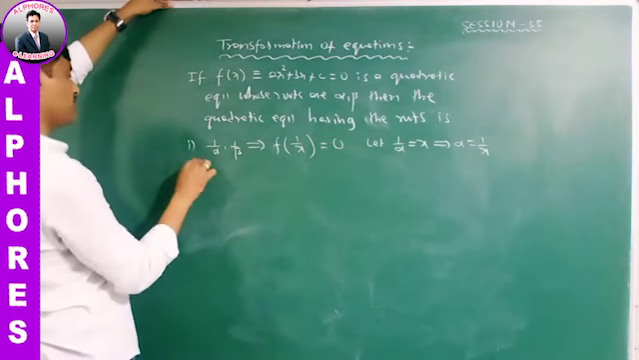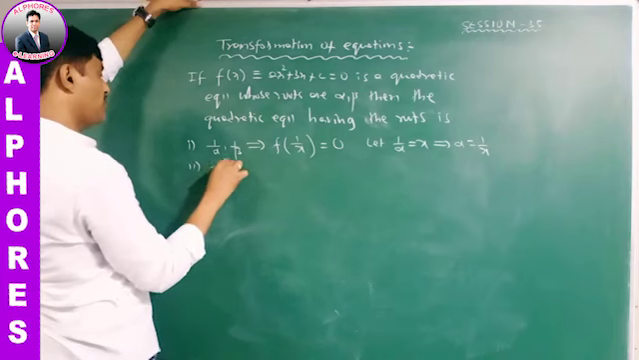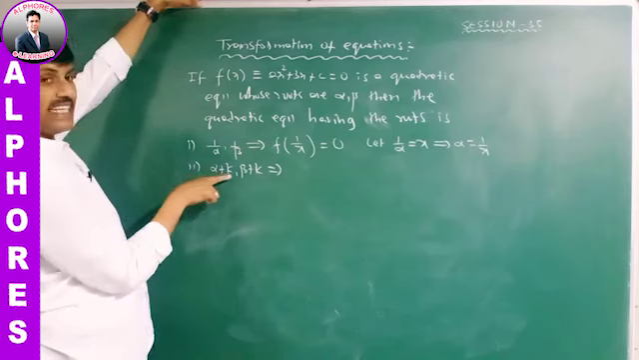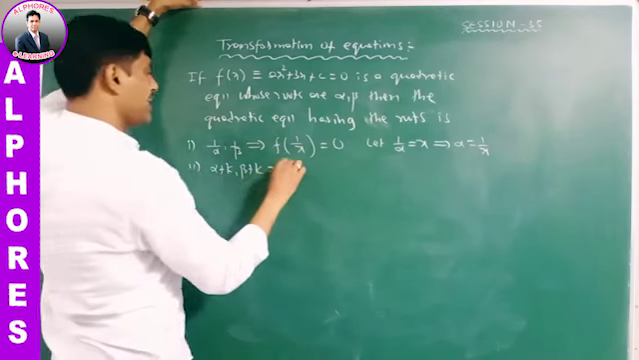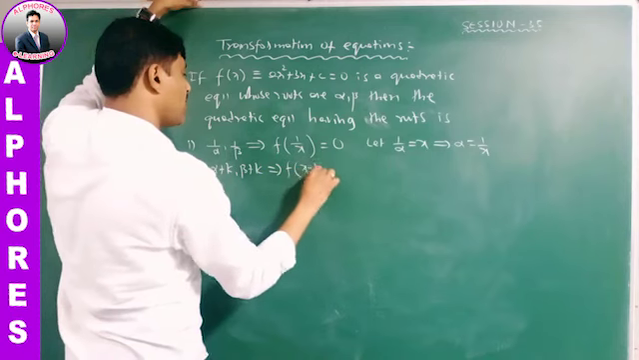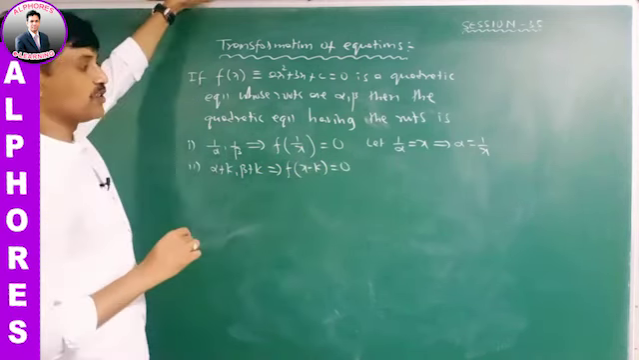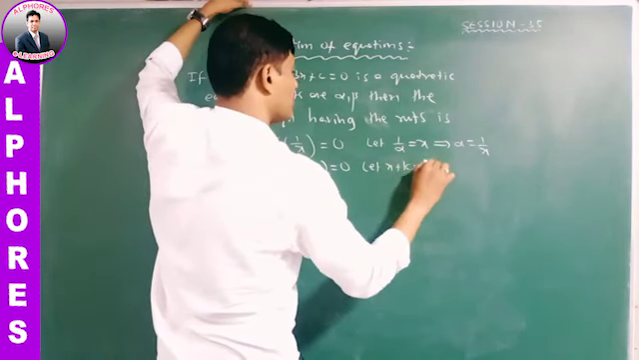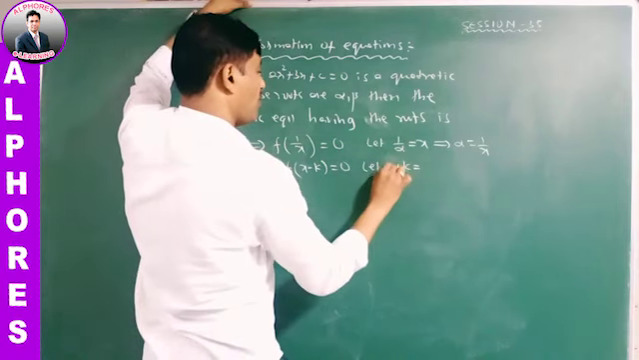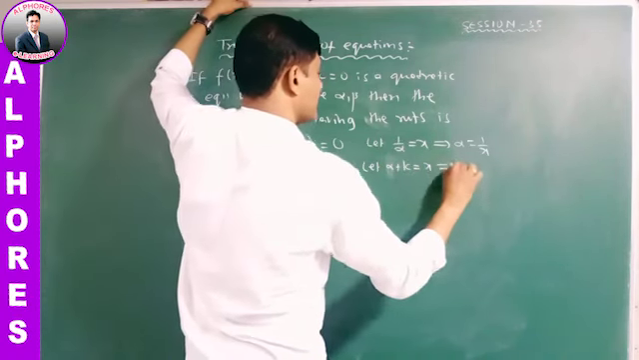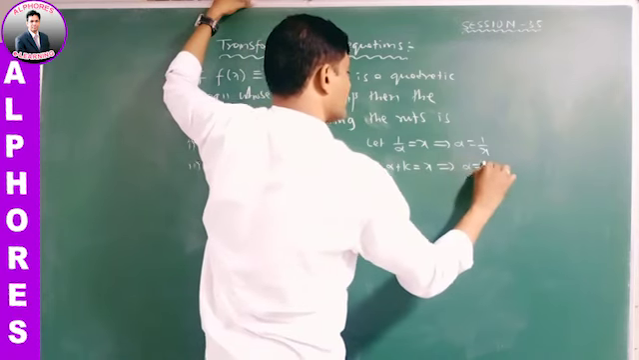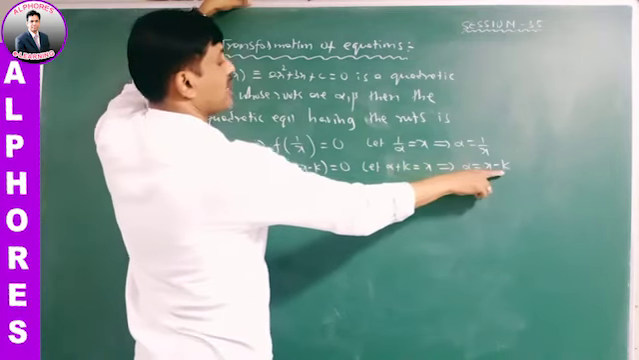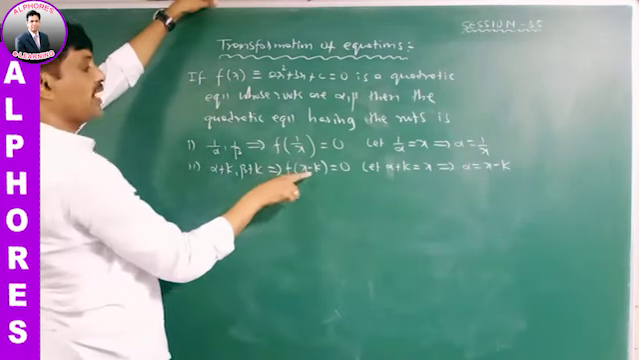The second one, as alpha plus k, beta plus k, means as each root is increased by k, then the transformed equation is f of x minus k is equal to 0. How? Let you take one root, alpha plus k is equal to x, that implies alpha is equal to x minus k. Since alpha is a root, therefore x minus k is also root, f of x minus k is equal to 0.